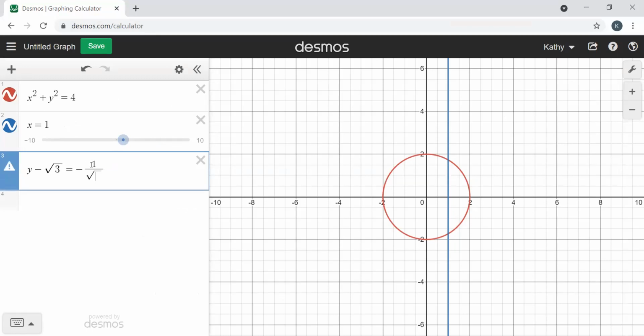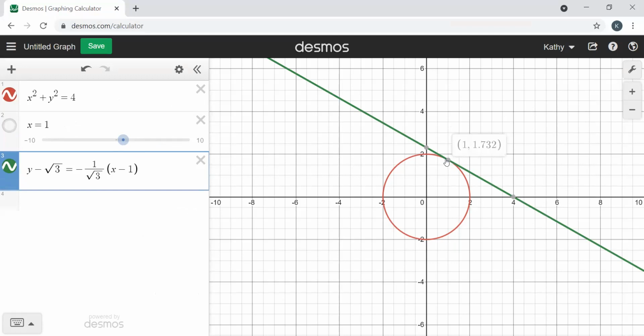I don't mind the square root in the denominator. It's okay for the square root to be in the denominator. I'm going to turn this guy off so that we don't get confused. So there's my point, 1 comma square root 3. There's my curve, x squared plus y squared equals 4. And there's one of my tangent lines. Yeah, there was another one at the bottom, which we didn't find. We could have, but there's one of my tangent lines. Looks like a pretty nice tangent line, right?